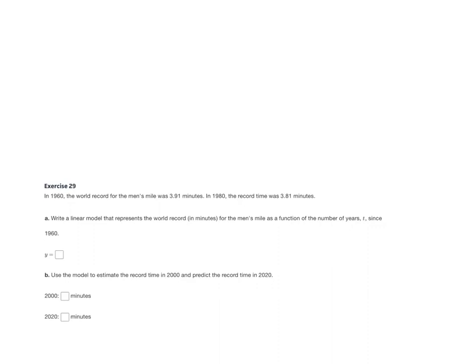Alright, number 29. In 1960, the world record for the men's mile was 3.91 minutes. So we're using 1960 as our starting point. So that's going to be 0, and the time was 3.91. In 1980, the record time was 3.81. So let's see, 1960 to 1980 is 20 years. So our first number is going to be 20, and then 3.81. So these are our points.